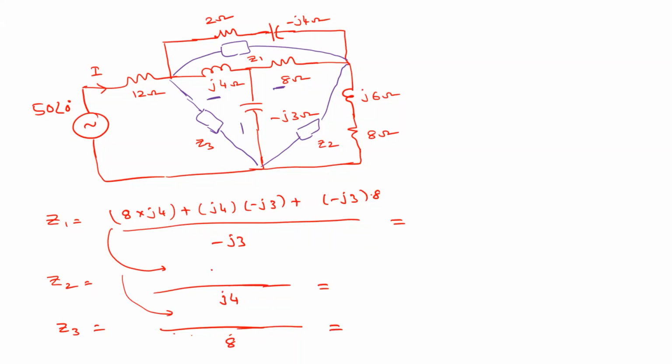Z1 is minus 8 by 3 plus 4J. Minus 8 by 3 plus 4J. So always write J4. Okay. Minus 8 by 3 plus J4, right? So what is the second element? Z2.